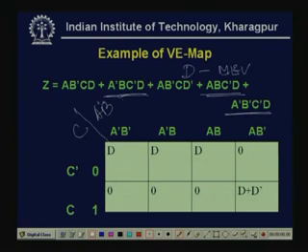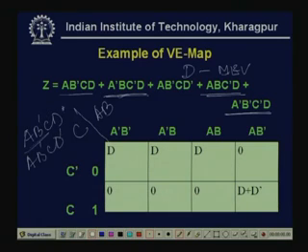Now see A B dash C dash, the first term, A B dash C D and A B dash C D dash. So these two terms exist. For the A B dash C term, it is true whether it is D or D dash. So that means for A B dash C, the term will be D plus D dash. So in this way we can summarize our map.